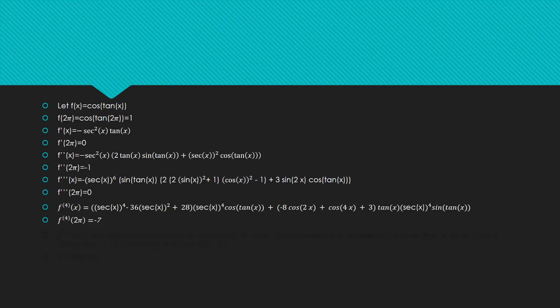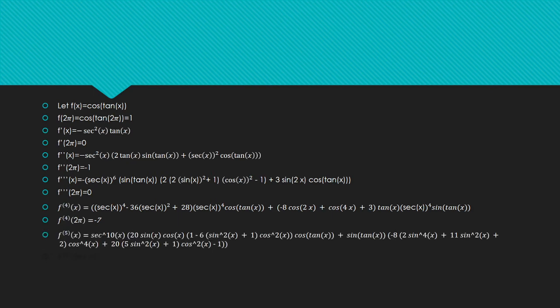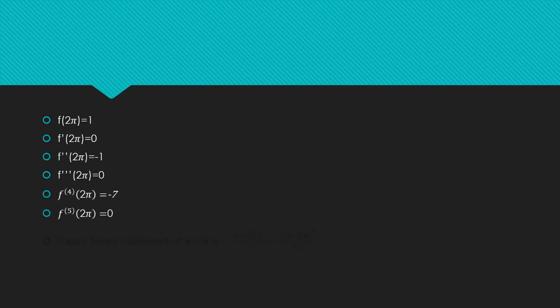So far, I've taken 4 derivatives, which will be a polynomial of degree 4. So if I want to have polynomial of degree 5, I better take 5 derivatives. So this would be the fifth derivative, and if I plug in 2 pi, I end up getting 0. Okay. So this is what we have so far. And from here, we can find our Taylor series.